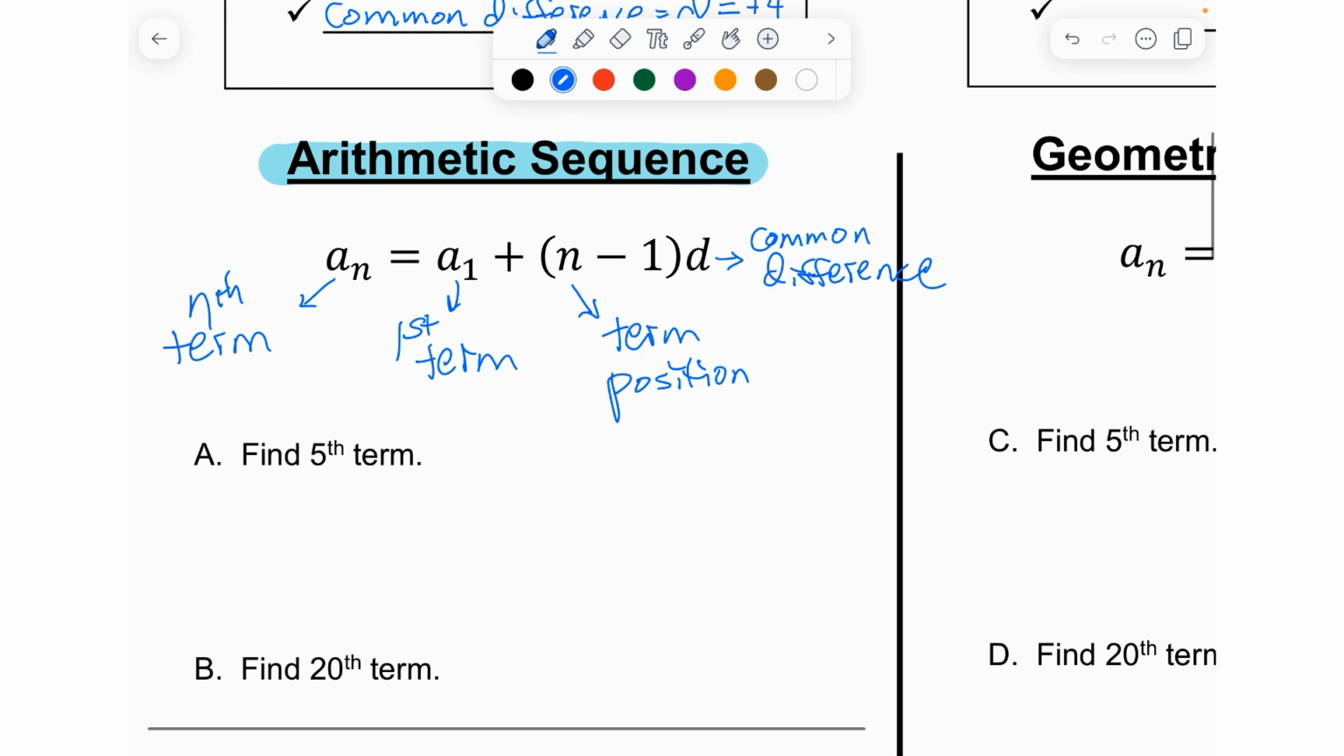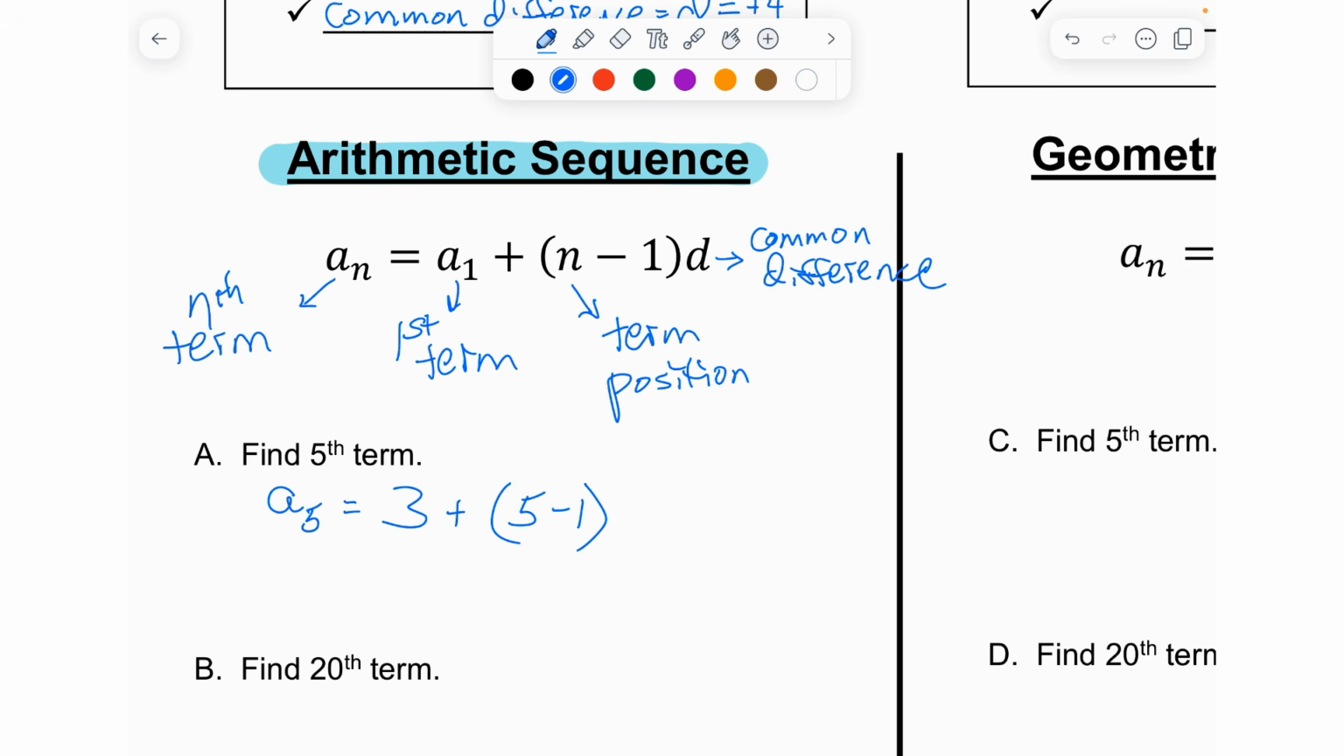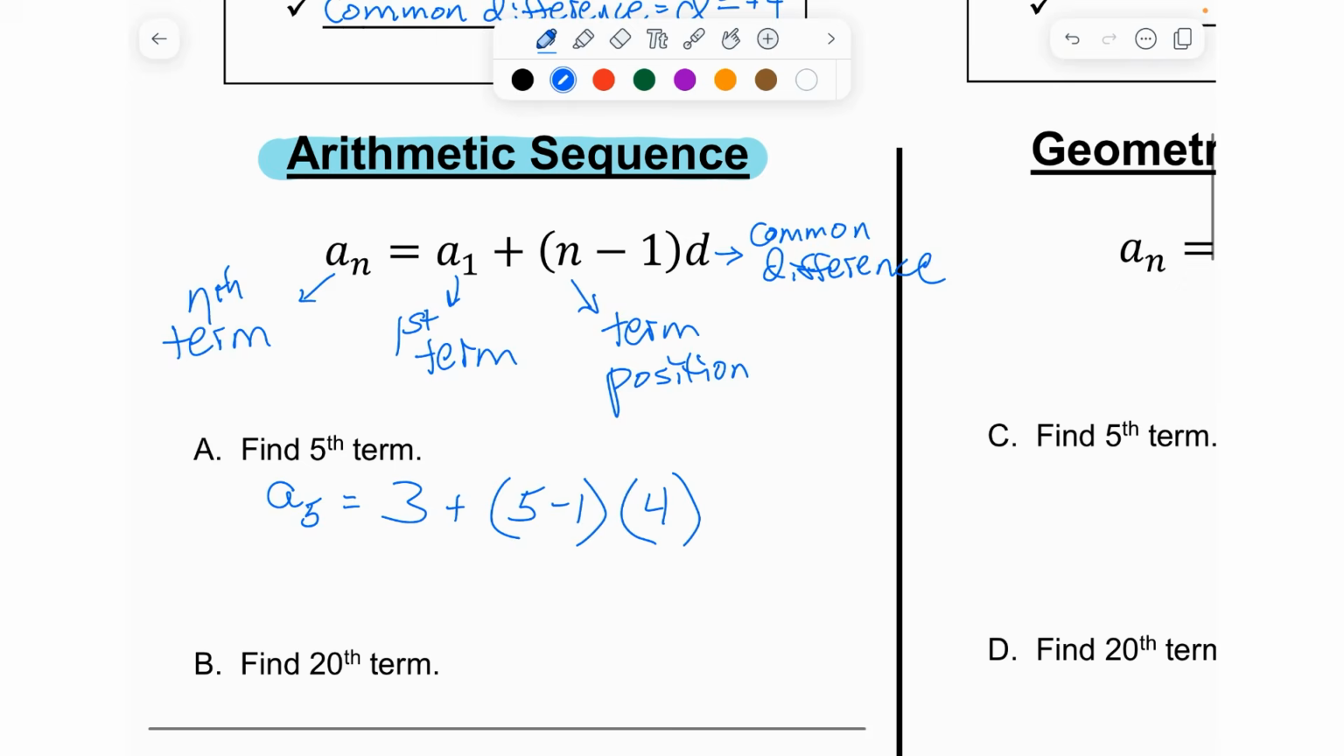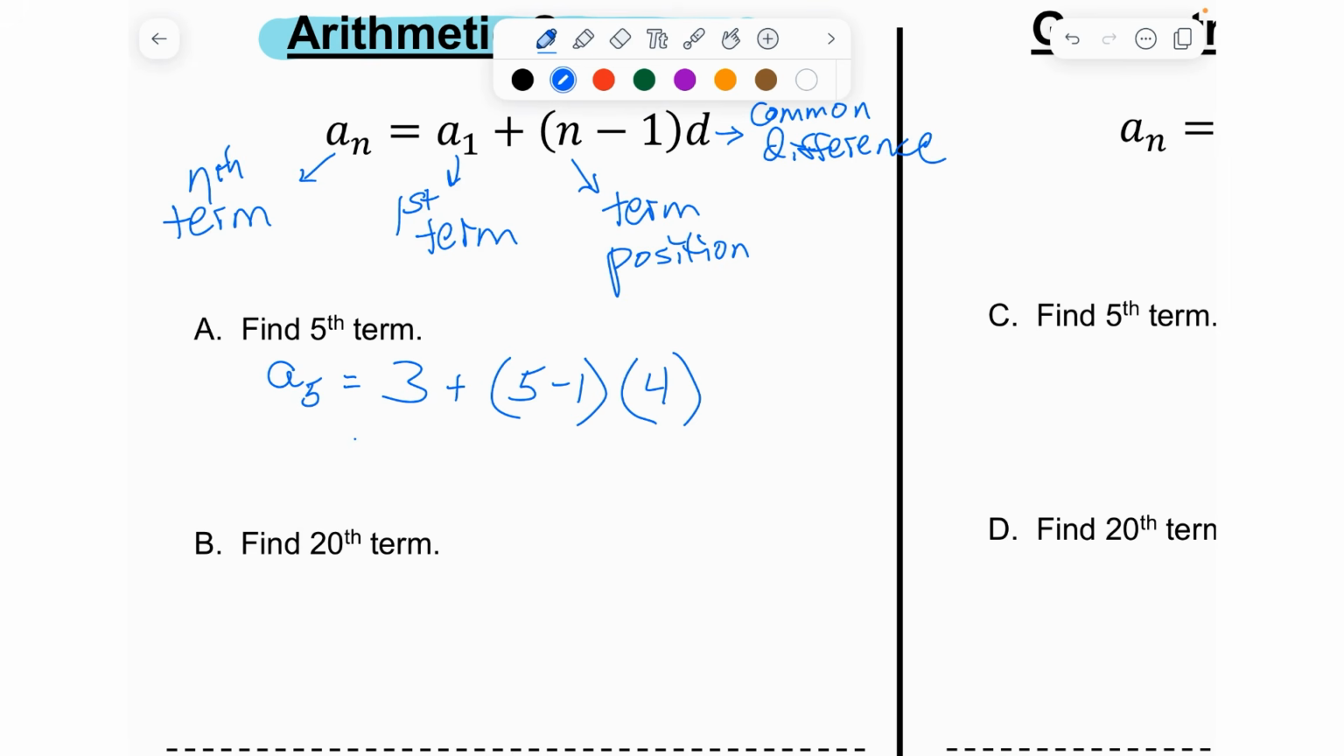We already found the 5th term. Remember, it's 19. But let's use this formula for the first time to show how it works. So if I'm trying to find the 5th term, that really means I'm trying to find a sub 5. Now I know what the first term is, right? I can go back up to the sequence and see that it's the number 3. But what term am I trying to find? Yeah, the 5th term. So we're going to fill in a 5 for n. It's always n minus 1. And remember that common difference was 4. So now I have created for myself a little math problem that I can solve using the order of operations.